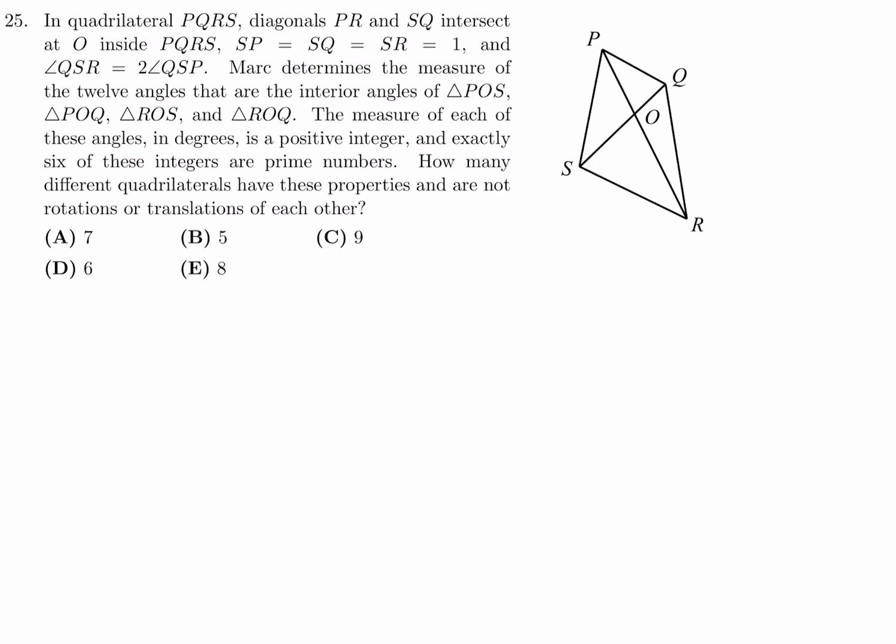Quadrilateral PQRS, diagonals PR and SQ intersect at O inside PQRS. SP is equal to SQ is equal to SR is equal to 1. And angle QSR is equal to 2 times angle QSP. Mark determines the measure of 12 angles that are the interior angles of triangles POS, POQ, ROS, and ROQ. The measures of each of these angles in degrees is a positive integer, and exactly 6 of these integers are prime numbers. How many different quadrilaterals have these properties and are not rotations or translations of each other?